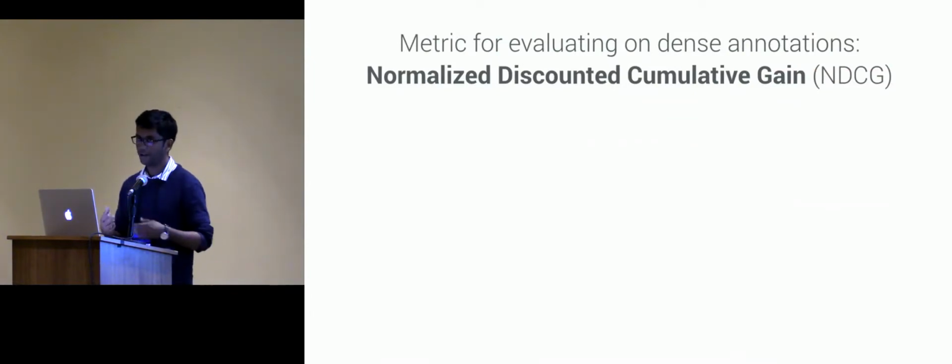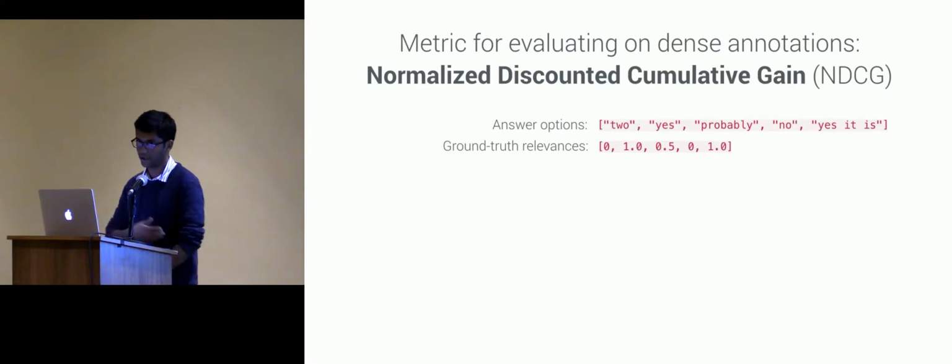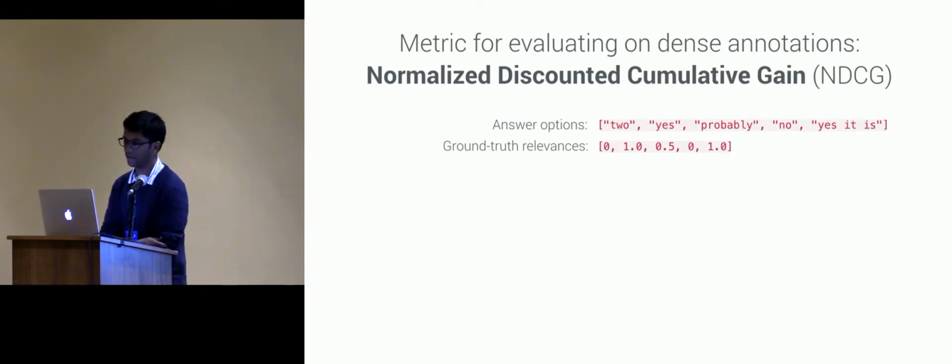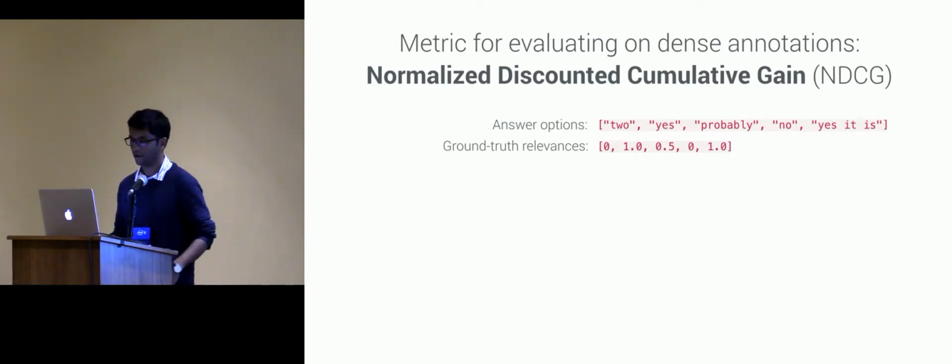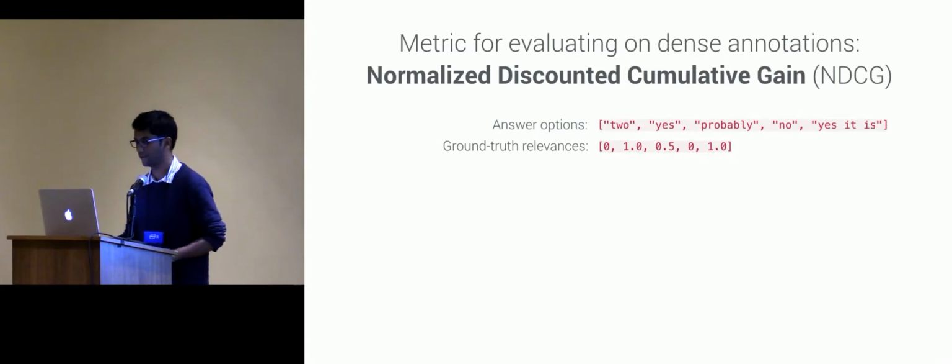And so to evaluate predictions using these dense annotations, we use the NDCG metric, which is a common metric from the information retrieval literature for non-binary relevance scores. So here's an example of how that works.